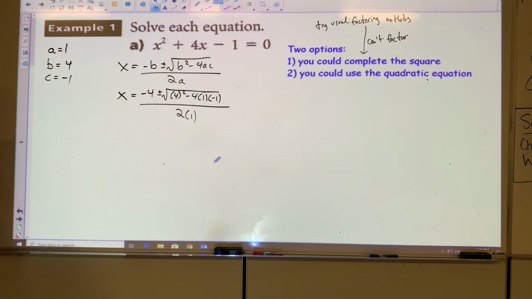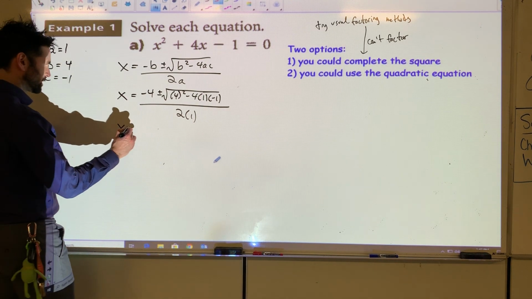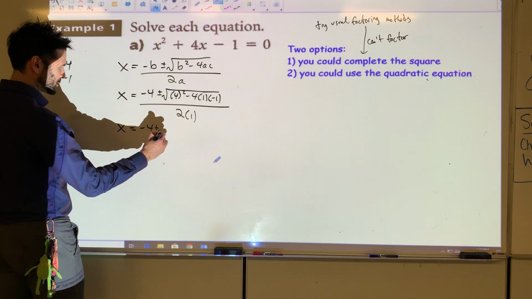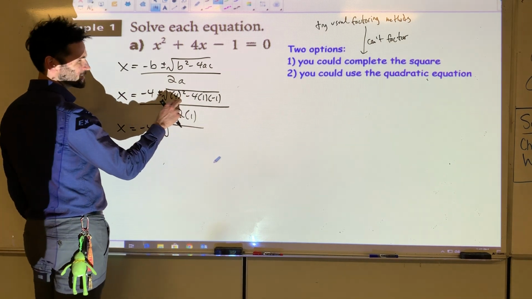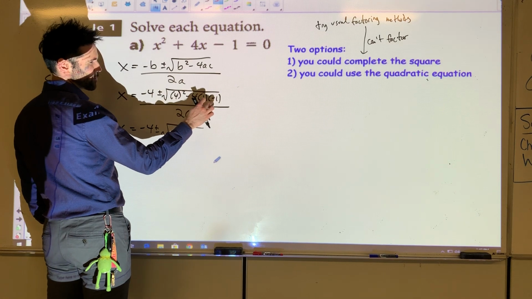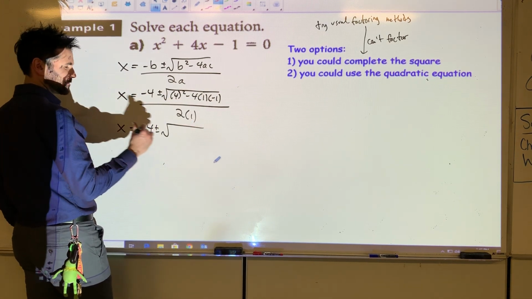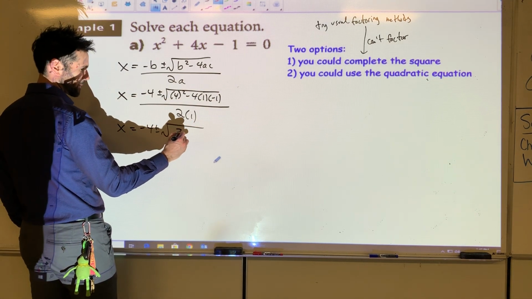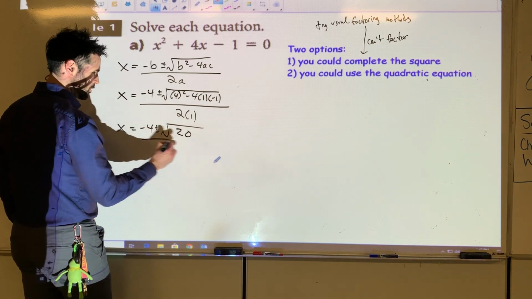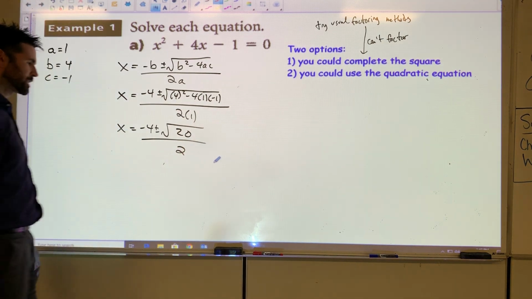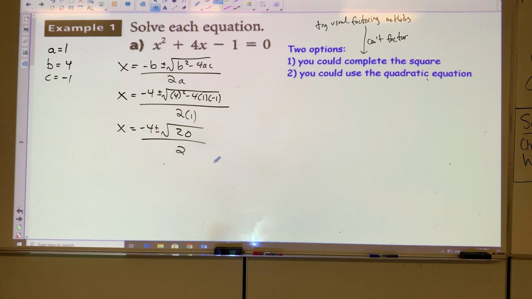So some things will stay the same as what we had before. Let's clean up the square root. So we have 16, subtract -4, but then it's times -1, so it's add 4, so it's 20. So it's the square root of 20 over 2 times 1, which is 2. Now you can leave your answer like that. You could plug it into your calculator, or you could reduce it a little bit if you like.